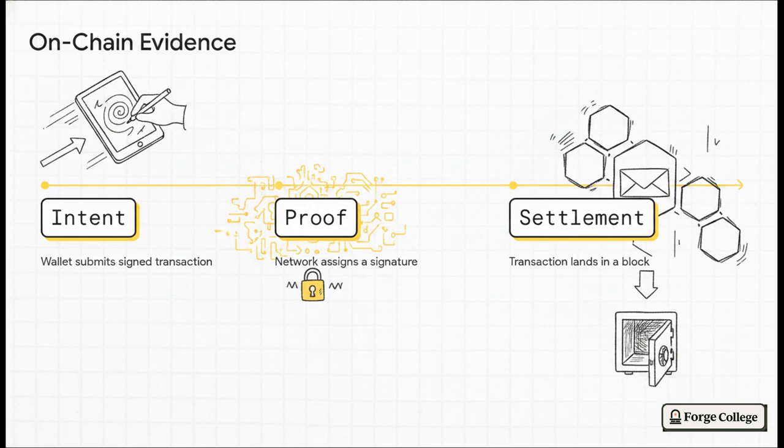Let that sink in. Within 3 seconds, the customer signs, the network assigns a unique, immutable signature, and the transaction is permanently etched into a block. The funds are fully settled and immediately available for the merchant to use. Now that is the sheer power of a decentralized, high-throughput network.